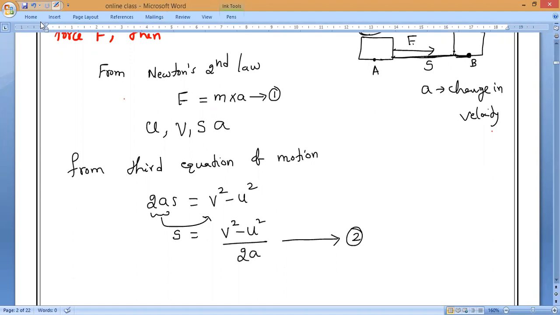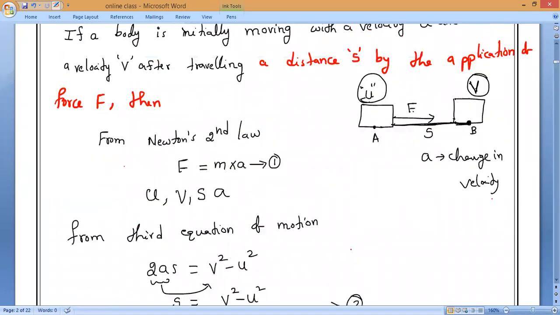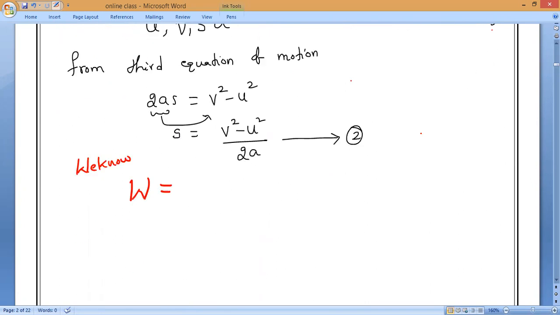Now, we all know the work done formula. What is the work done formula? Work done is equal to force into displacement. Now Omar is traveling with some initial velocity. I pushed him from the backside so that he attains some other velocity after traveling some distance. Now, what is the work done by me?